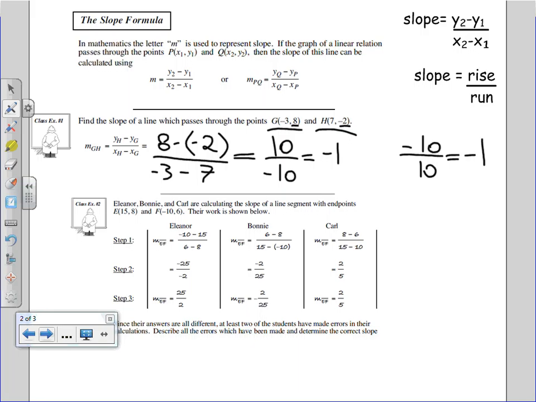Down here, we've got some brutally named children. Eleanor, Bonnie, and Carl. Oh, Bonnie and Carl. Hey, there's lots of people named Bonnie.